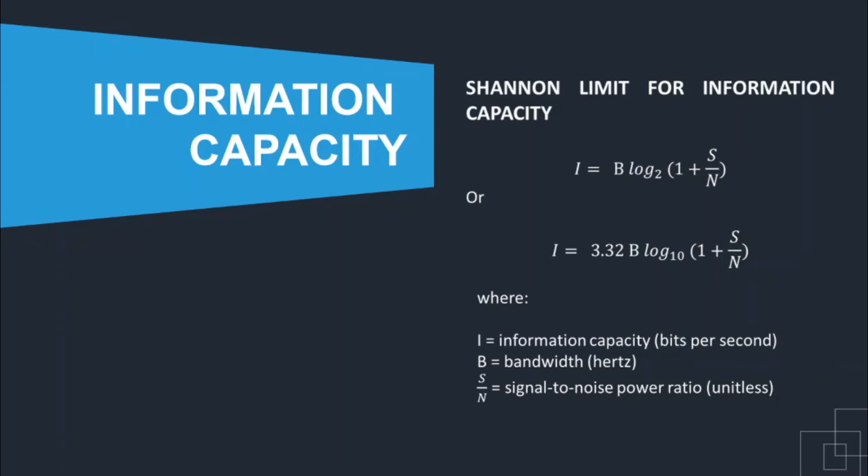So, dun sa formula na yon, yung I ay information capacity or bits per second, kung ilang bits per second siya. B is the bandwidth, while yung S over N na nakikita nyo ay yung signal to noise ratio, which is unitless.